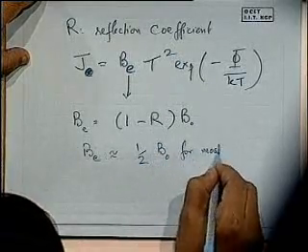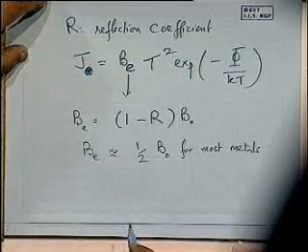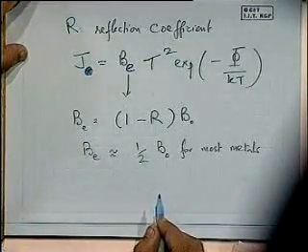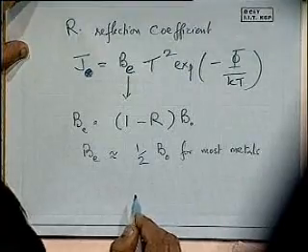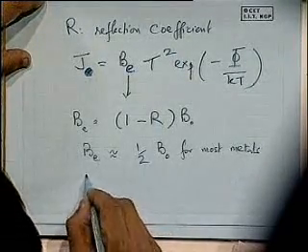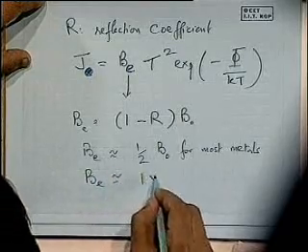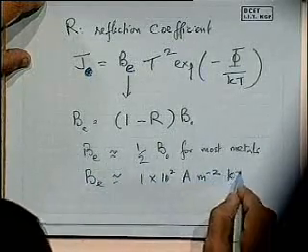This is just a quick glance through what we did the last time. So there is some finite probability for reflection in the case of many metals, and so we have B_E equal to half B naught. For certain oxides, we find that it is actually 1 times 10 to the power 2 amps per meter square per Kelvin square.